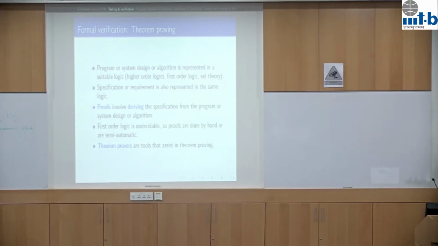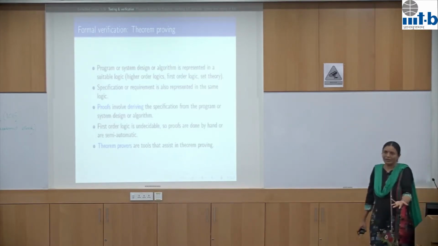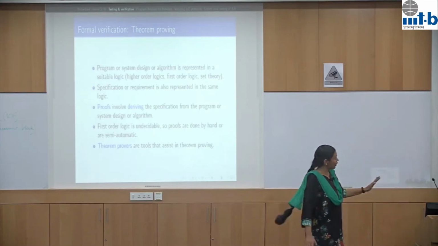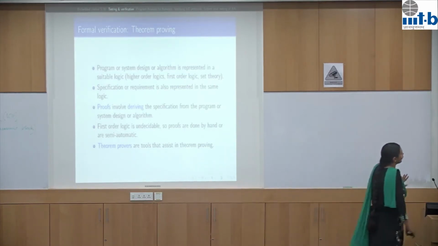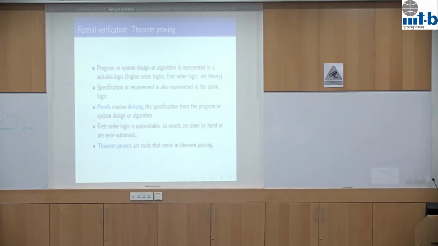So again, this cannot be fully automated because first order logic is a very elementary logic, and even for first order logic, elementary properties like satisfiability are undecidable. Undecidable in the sense that I can't do a proof automatically. First order logic is undecidable. So higher order logics will obviously be undecidable. So typically proofs are done partly by hand or semi-automatically. Theorem provers are tools that assist you in theorem proving. They can do a proof by hand or automatically.